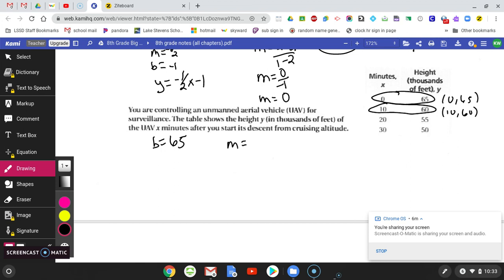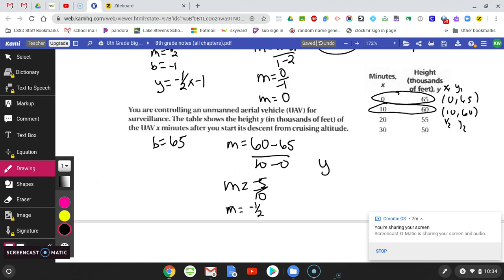So my slope is equal to, let me label them for you really quick, my y2 minus my y1 over my x2 minus my x1. So my slope is -5 over 10, which simplifies to -1/2. So my equation would be y is equal to -1/2 x plus 65. So there's my equation. But then it says we need to interpret both our slope and our y-intercept.